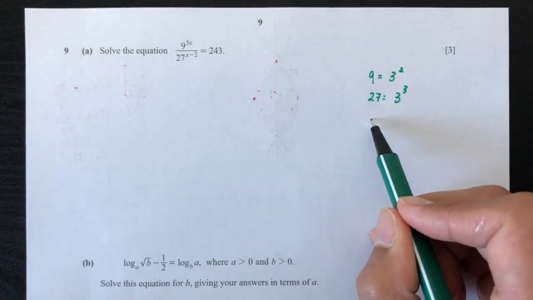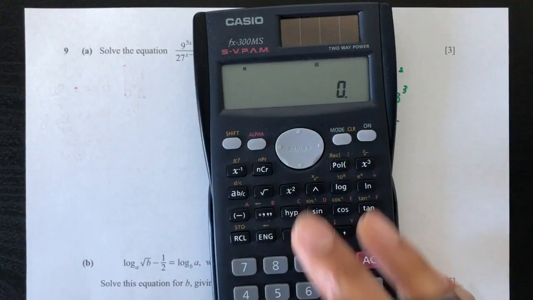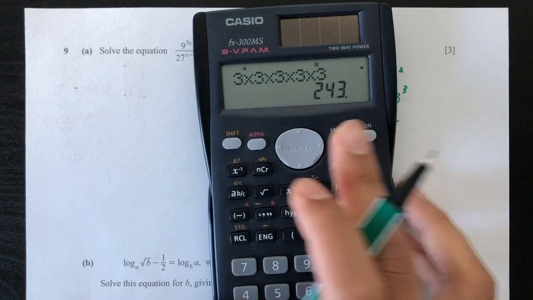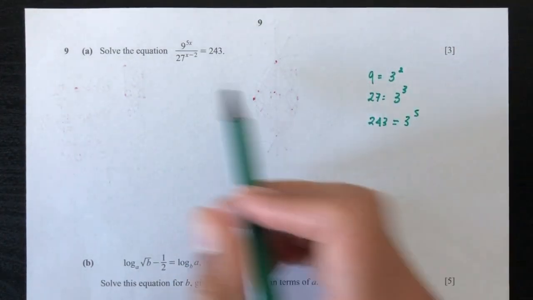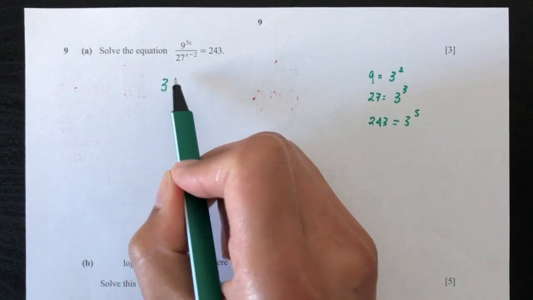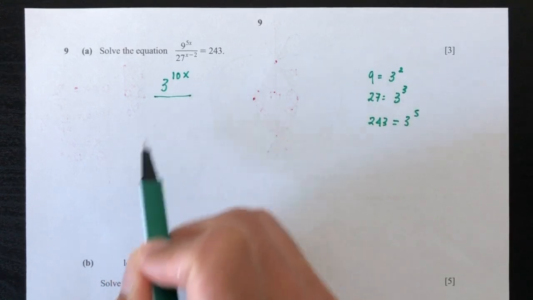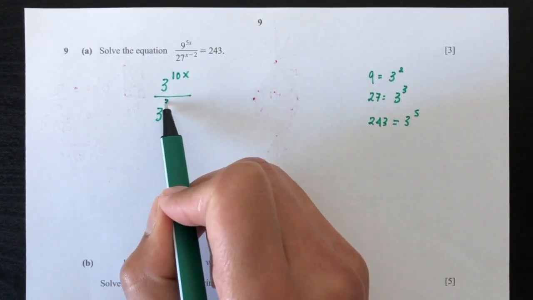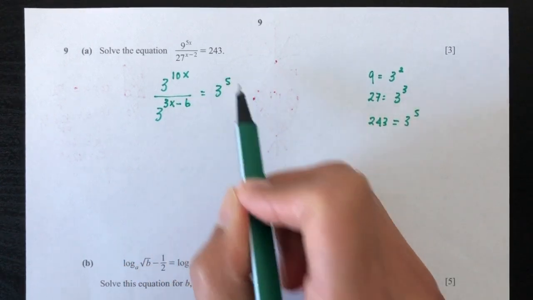How about this one? Of course, this one you won't know normally, but from practice, you will know that 243 is actually 3 times 3 times 3 times 3 times 3. So 5 times 3. So 3 power 5. Replace this back, you will have 3 power 2 times 5, that will be 10x, divided by 27, that will be 3, that will be 3x minus 6, equal to 3 power 5.